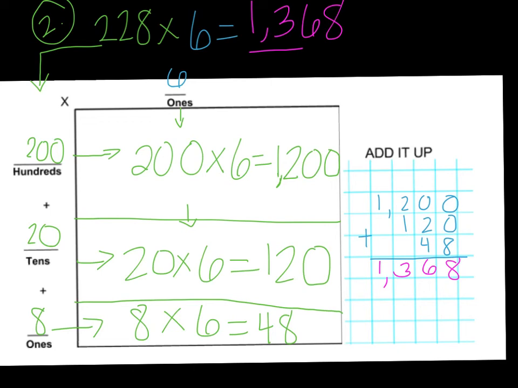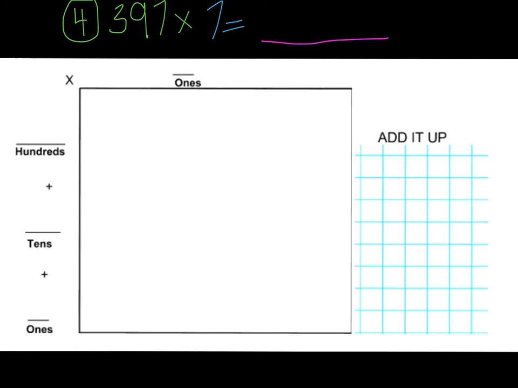If you need more review, I'm going to keep going and do another problem for you. Alright, if you're continuing on, let's get started. Example 4 is 397 times 7. So again, the first thing that we have to do is break those numbers up by place value. So I'm looking at my 397 for my left-hand column. And I'm going to break it up.